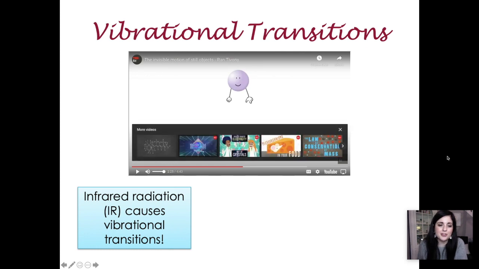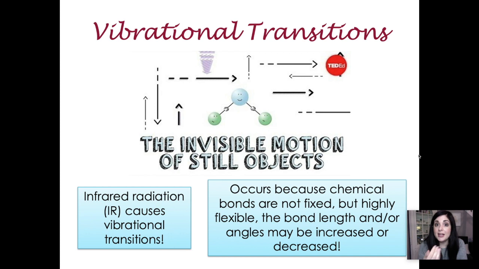I like that last animation. That's funny. So when you input infrared radiation onto molecules, it can cause vibrational transitions. And again, this occurs because chemical bonds are not fixed, but very flexible. Because they're flexible, your bond length and bond angles can be manipulated a little bit, and that's what the infrared radiation is doing. It's manipulating the bonds in a way that causes them to stretch or move in other directions.